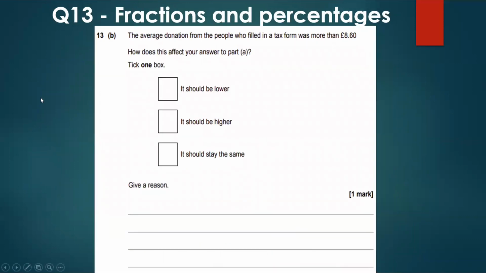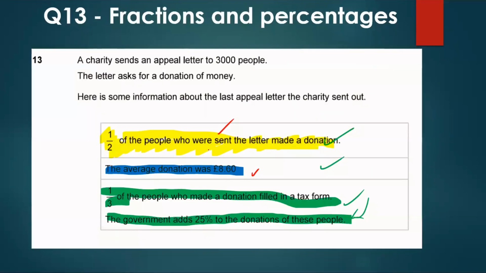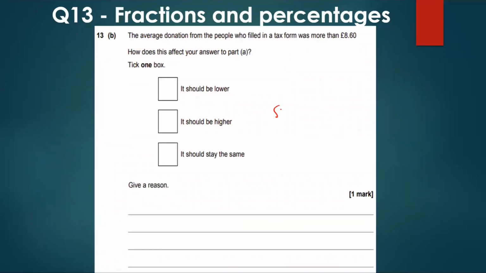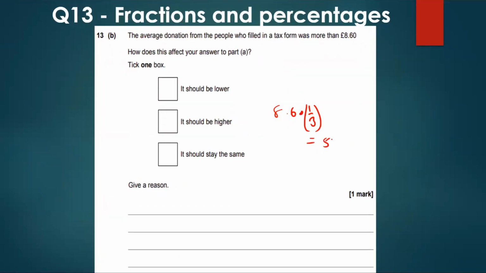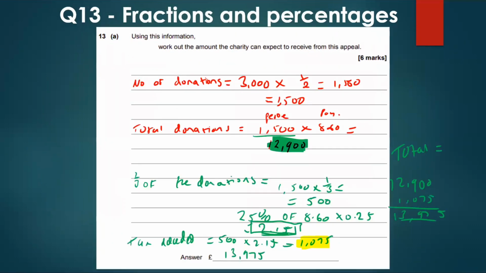Okay, 13B though says that the average donation from the people who filled in a tax form was more than £8.60. How does this affect your answer to part A? Well, firstly, we worked out before that the average donation was £8.60, and that was for 1/3 of the people who made a donation. So if it's £8.60 for 1/3 of the people who filled it out, we know that that is 500 people. So I've done 25% of 860 times by 0.25, and then I've done 500 times by 2.15.